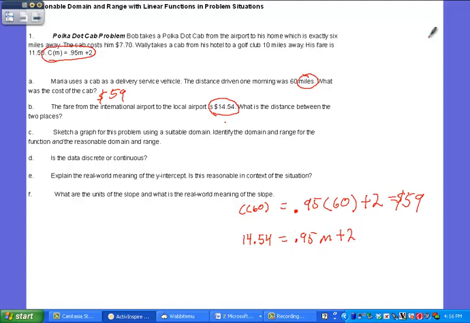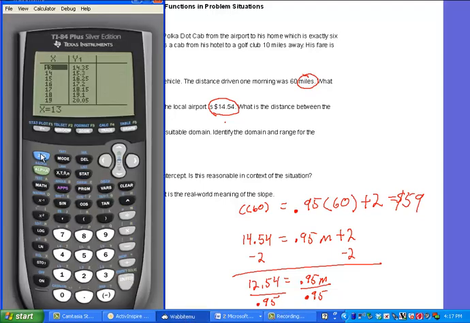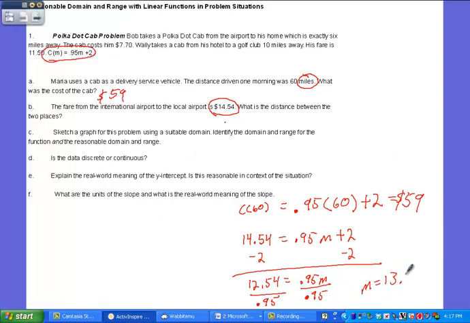And so if I wanted to do this with my algebra skills, I'm going to subtract 2 from both sides. And 14.54 minus 2 gives me 12.54, which is equal to 0.95 m. And so lastly, the way I'm going to solve this is divide both sides by 95 cents. And my handy dandy calculator here, second quit, $12.54 divided by 95 cents gives us a total of 13.2 miles. So m is equal to 13.2.